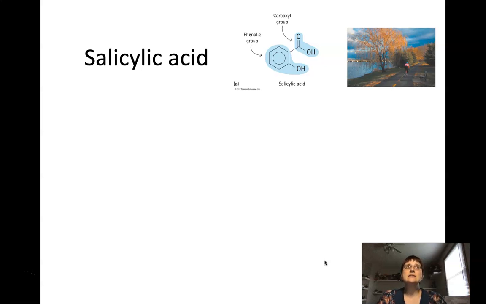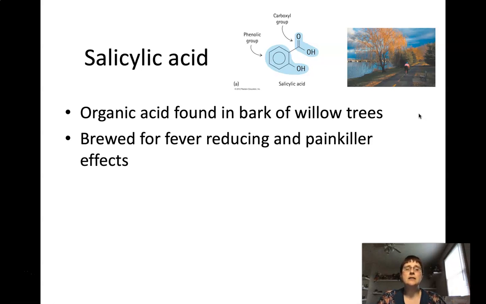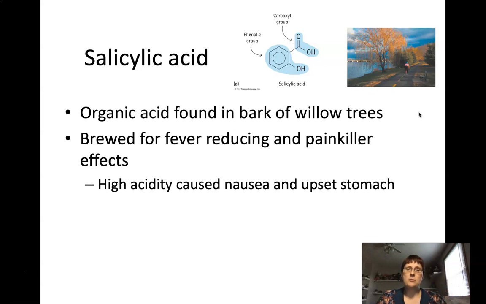So salicylic acid is an organic acid that's found in the bark of willow trees, these guys back here. And this, for a long time, by a lot of different groups of people around the world, had been brewed for its fever reduction and pain-killing effects. So when people got ill, they would collect willow bark and brew it into a tea and drink it, which is great, except there's a small problem.